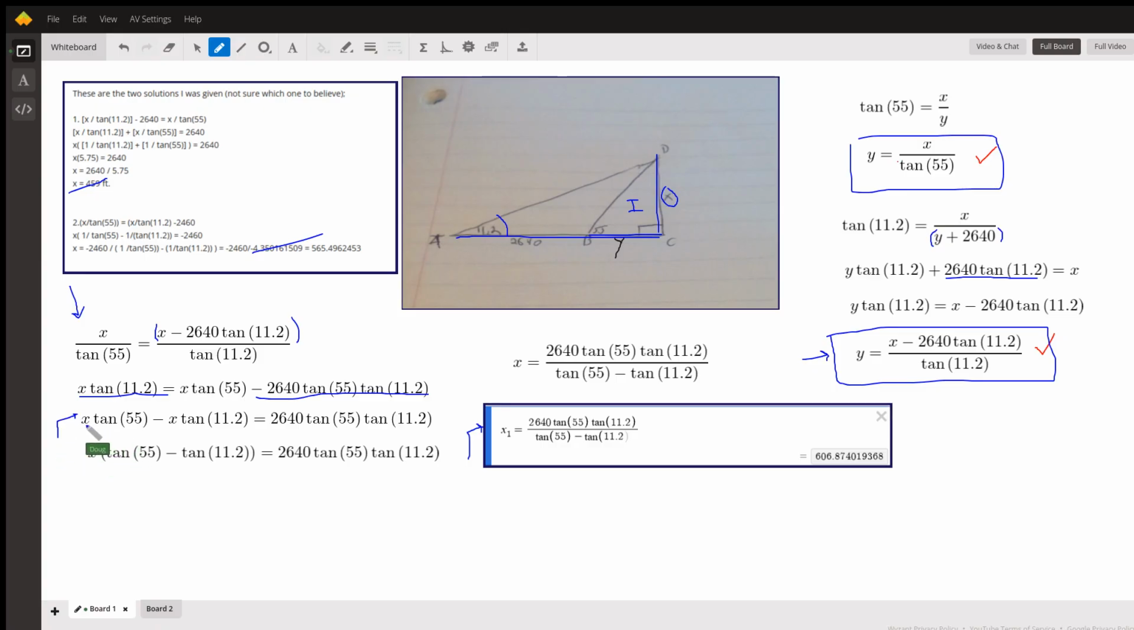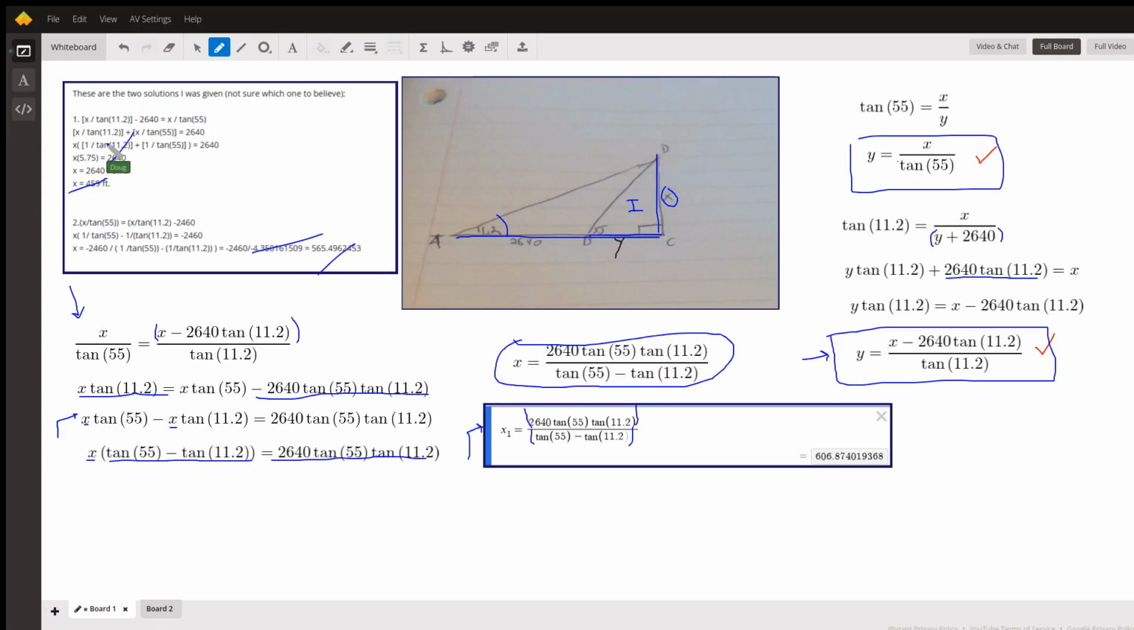And now we can factor out this x, which I've done here, and then divide both sides by the coefficient of x, which is this. And that gives us this. And that's what you can type into the calculator. The numerator divided by that denominator gives you 606.87. Not matching either of these.